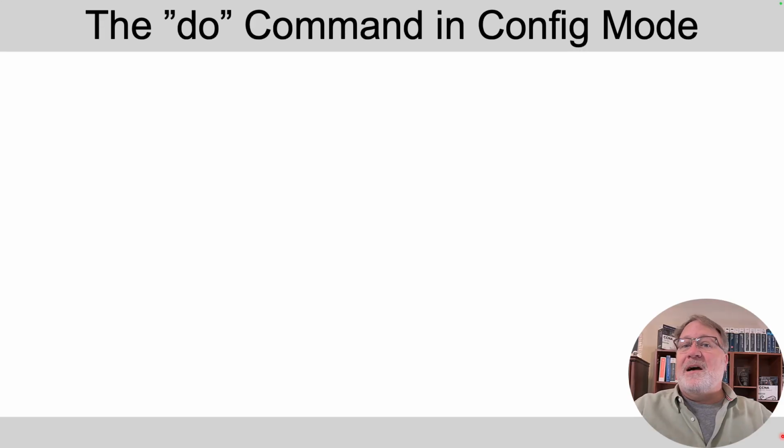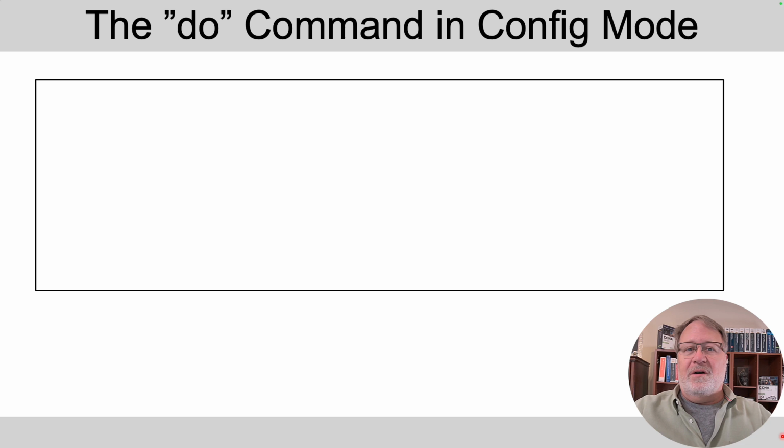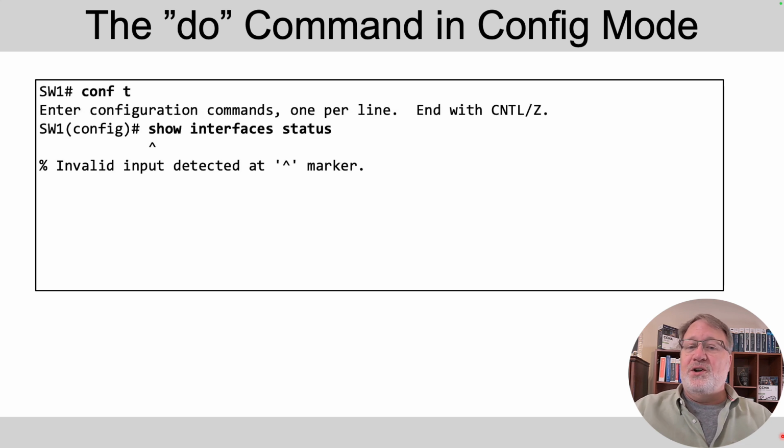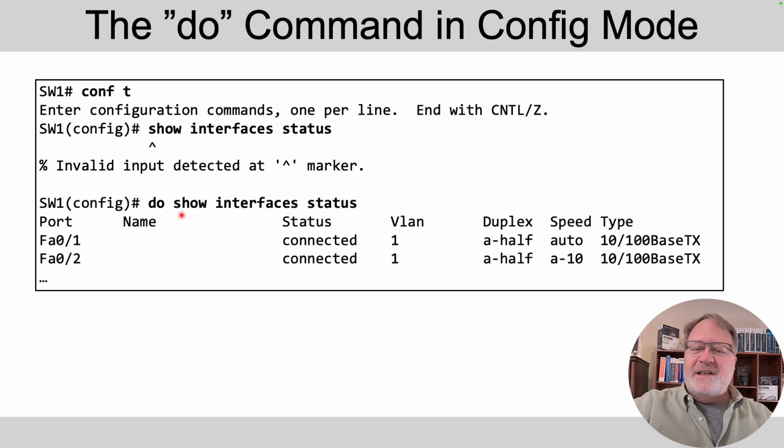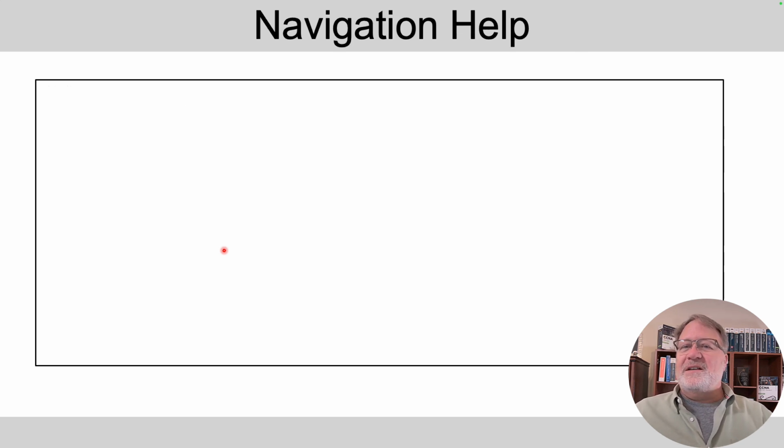The next step in the lab is to practice the do command in config mode. So as a reminder, if you're in config mode and you type an exec command like this one, it's rejected, right? It's the wrong mode. But if you precede the exec command with the word do, it tells IOS to do this exec command in config mode while not leaving config mode. And there you go. We see the output of the show interfaces status command. Now let's just say you're in config mode and you think, hey, I can do exec commands, right?